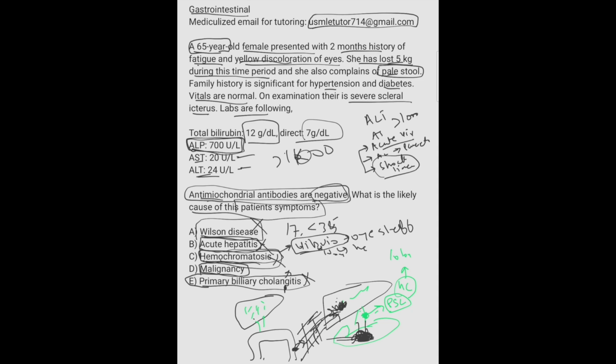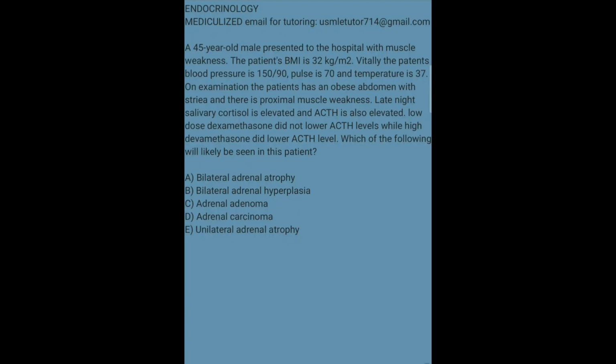Hello everyone, welcome to another day of high yield USMLE questions. Today we are going to be talking about endocrinology. So we have a 45-year-old male presenting to the hospital with muscle weakness. The patient's BMI is 32, so the patient is obese. Vitally, blood pressure is 150/90, so blood pressure is elevated, pulse is 70, which is okay, and temperature is okay.